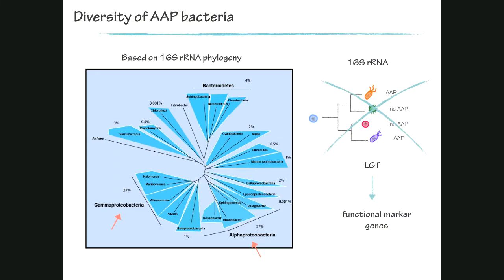So based on the 16S from isolates, we know that AAPs belong to either the alphaproteobacteria or gammaproteobacteria, which are abundant and relevant marine bacteria. But as I said, the 16S doesn't allow us to work with them in the environment, because two very similar species based on 16S can either be AAP or not AAP, and the opposite, two species far apart through the 16S can both be AAP due to this lateral gene transfer, or horizontal gene transfer, process. So we need to use functional marker genes.